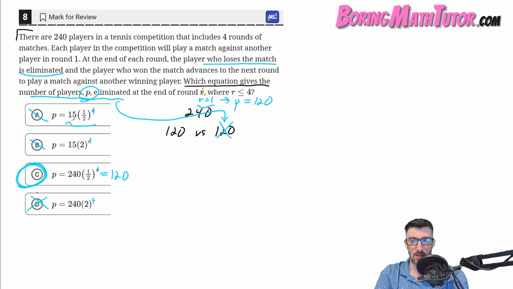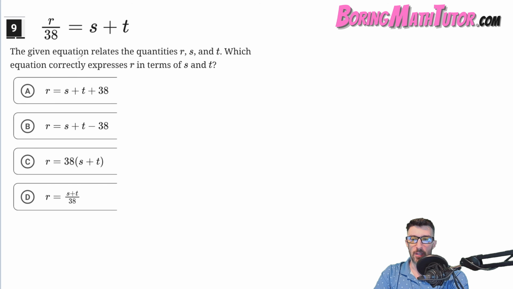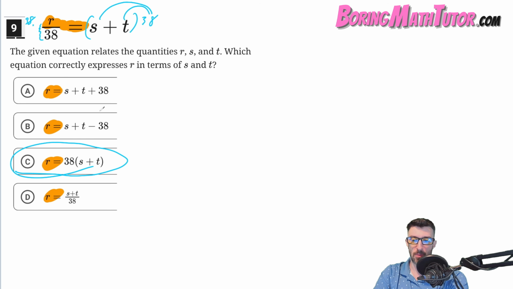Key SAT strategy, obviously. This one is not even worth reading what's going on here, because if you just read the answer choices, you can tell that they're just asking you to solve for R. Well, what does that mean? We need to get rid of the fraction bar, which means division. How do you get rid of division? You multiply. So that means we're just going to multiply by 38. And if we scan the answer choices, we can see that in answer choice C, they just multiplied the other side by 38. Now, another thing that they could have done is distribute it, but they left it like that. So we're going to leave it like that.